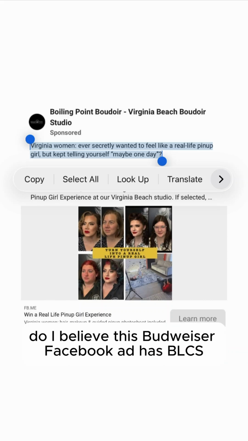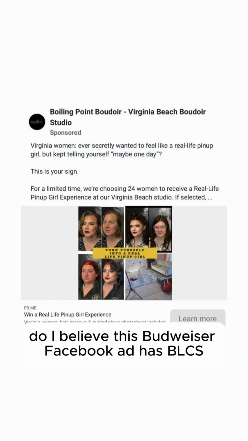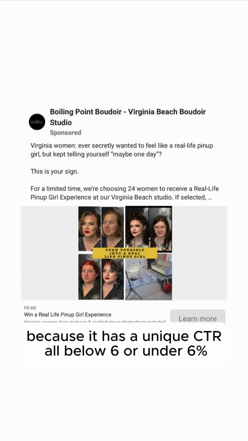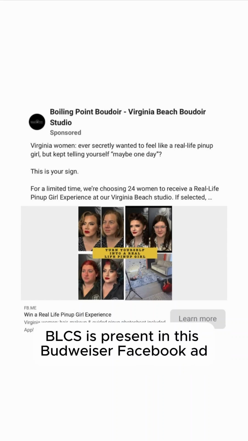So looking at all this, do I believe this Boudoir Facebook ad has BLCS, Boudoir low click syndrome, because it has a unique CTR under 6%? So yes, I do believe BLCS is present in this Boudoir Facebook ad.